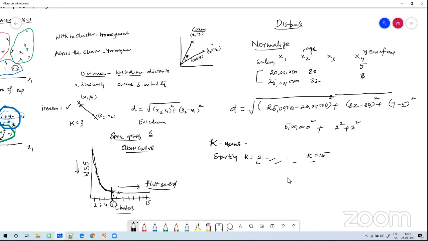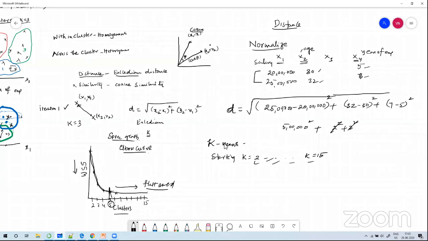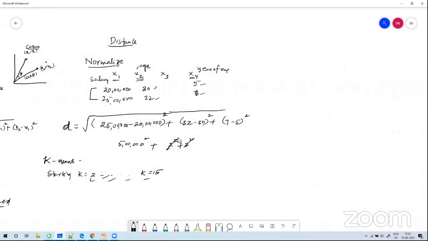For 5 lakh square, if you add another 8 to it, will it make any difference? No. The variables x2 and x3 being on a smaller scale have no effect on distance. Your distance is completely dominated by x1 alone. But still, age and years of experience are also important. So when variables are on a different scale, Euclidean distance doesn't really work well. So that's where we have to use normalization.